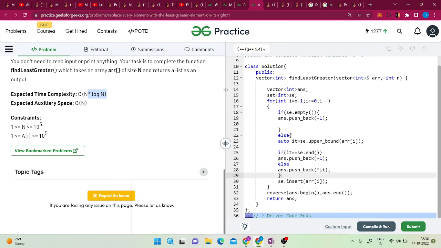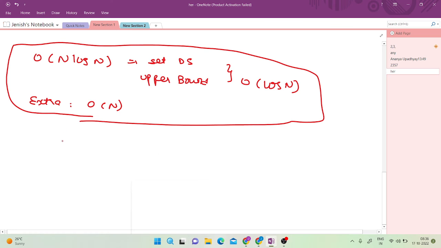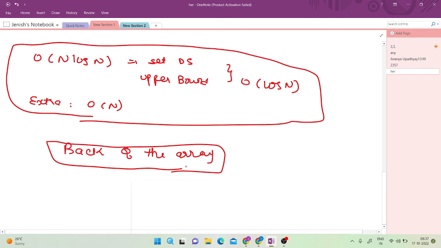So let me now go through the code. We are taking one answer vector, correct? We are taking one set. The main trick is that we need to start from the back of the array, right? We need to iterate from the back of the array because then only we will find the next greater element, correct? If it was the next greater element problem, then we would have started from the back only, then we could push the elements in the stack, and then we would find the results.